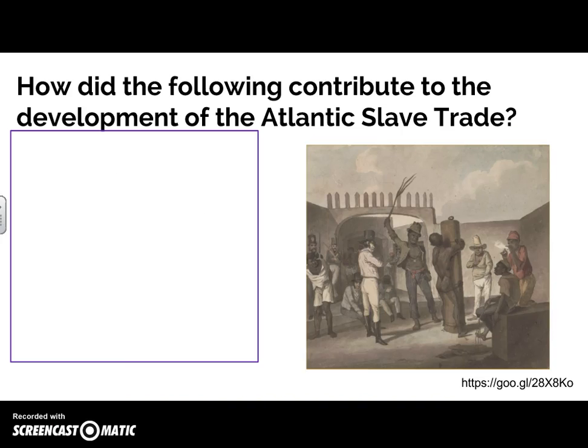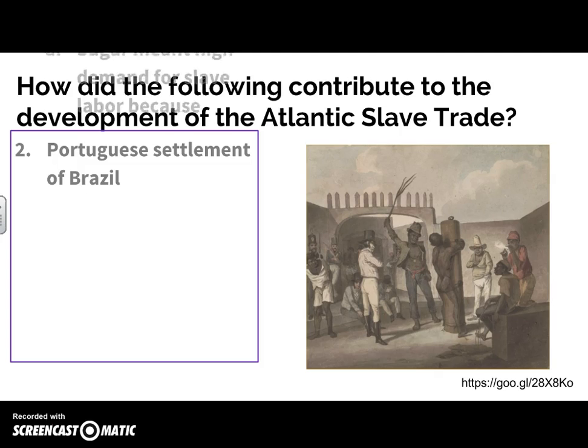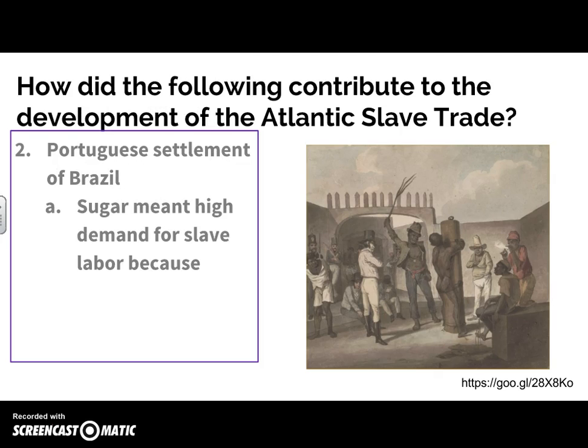Next question, the same question again. Next point goes to how did Portuguese settlement of Brazil contribute to the development of the slave trade? Basically, sugar was one of the main crops grown in Brazil and was very profitable for the Portuguese in their colony in Brazil. It was also very labor intensive, meaning that it takes a lot of hard work to be able to grow the sugar, to raise those kinds of crops. And so because there was a high need for labor, sugar meant there was a high demand for slave labor.